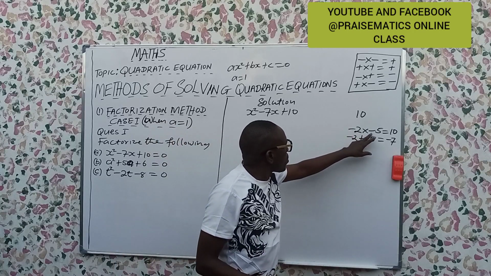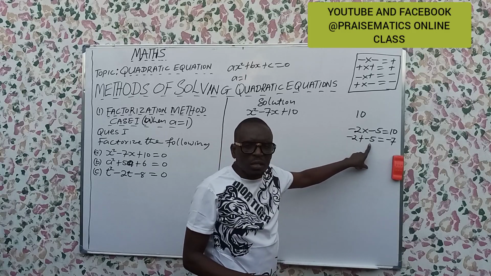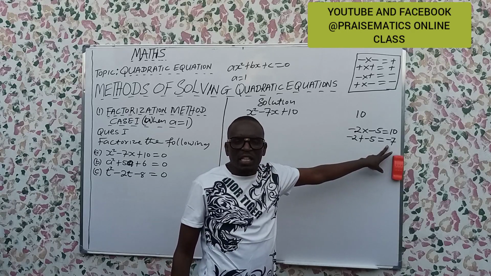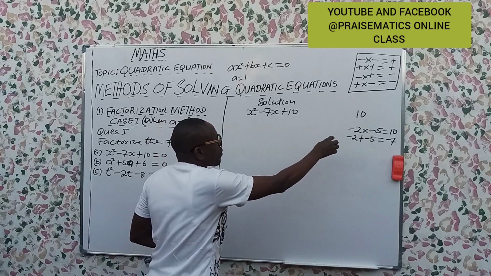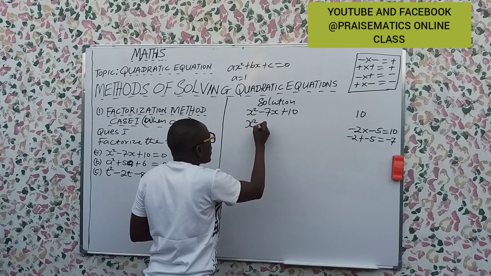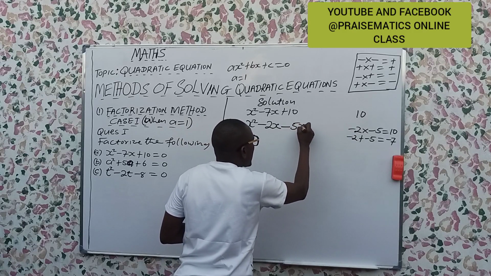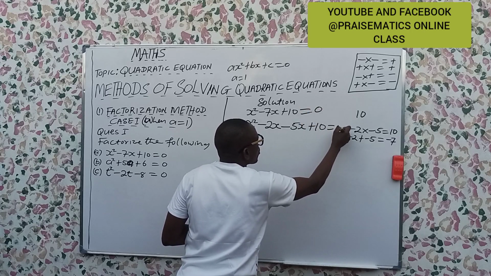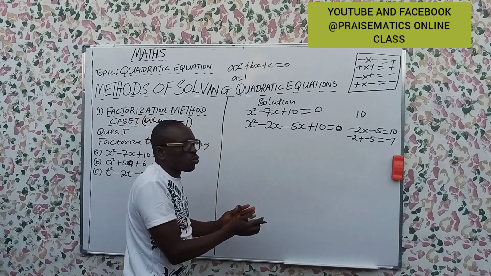Very, very important in solving this question. So, minus 2 times minus 5 will give us plus 10. And when you owe somebody 2 naira, and you owe another person 5 naira, if you add the amount you owe, the total is 7 naira. So we put them inside here: x squared minus 2x minus 5x plus 10 equal to 0. You know it's a quadratic equation and it must be equal to 0.